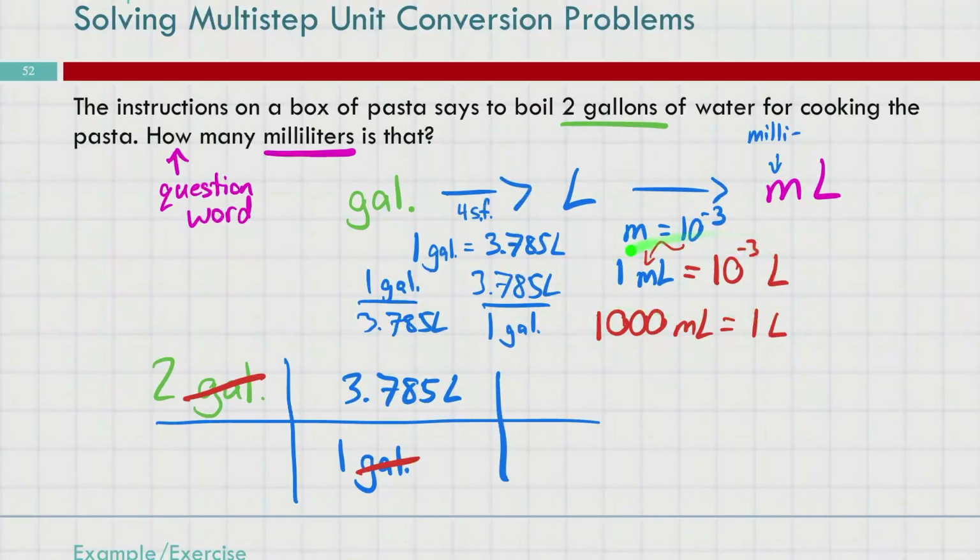So using this 1 milliliter equals 10 to the minus 3 liters, we want to get milliliters, so the milliliters comes on top. The 10 to the minus 3 liters will be here on the bottom. And liters cancel. The units that are left over are milliliters.